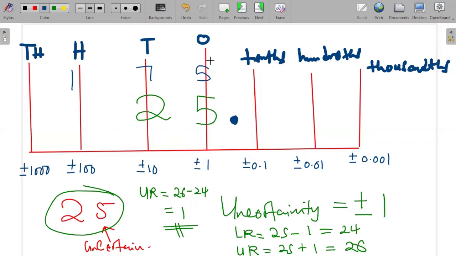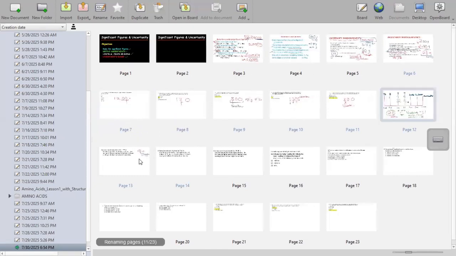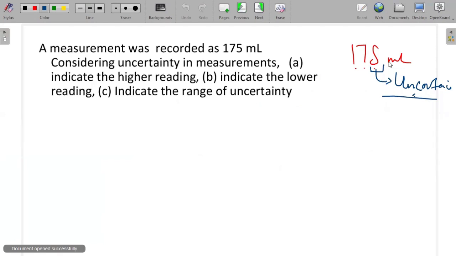So this 5 is in the ones, meaning the uncertainty is plus or minus 1. Let me move that slide to somewhere there. So the uncertainty there is just plus or minus 1 because the uncertain digit is in the ones.